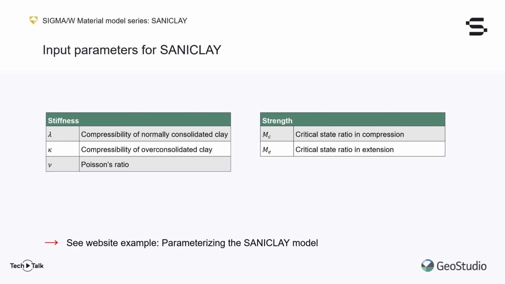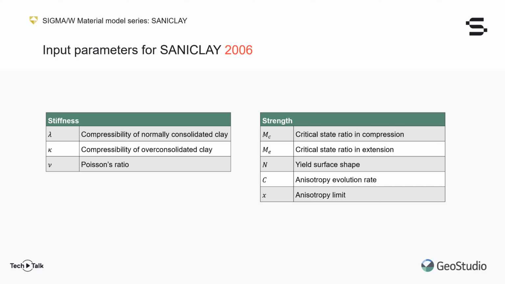To best highlight the differences between both SANICLAY flavors available in Sigma W, I will continue the description of the strength input parameters for SANICLAY 2006 first and come back to the 2013 version next. The next parameter on the list is N, which defines the yield surface shape, similar to how M is used for the plastic potential surface. In this case, N is assumed independent of the load angle in the 2006 version.